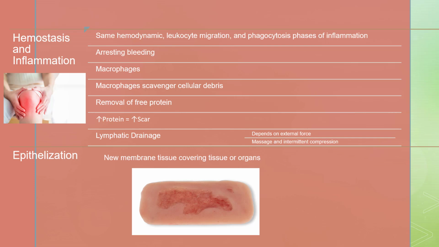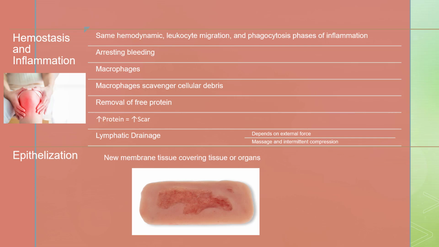Hemostasis and inflammation. This is the same as the hemodynamic, leukocyte migration, and phagocytosis phases of inflammation. Hemostasis is arresting bleeding, or the opposite of hemorrhaging. At this point in time, macrophages are scavenging cellular debris. The circulatory and lymphatic systems are removing free proteins from the area. The more protein that stays in the area, the bigger the scar is going to be for the patient.